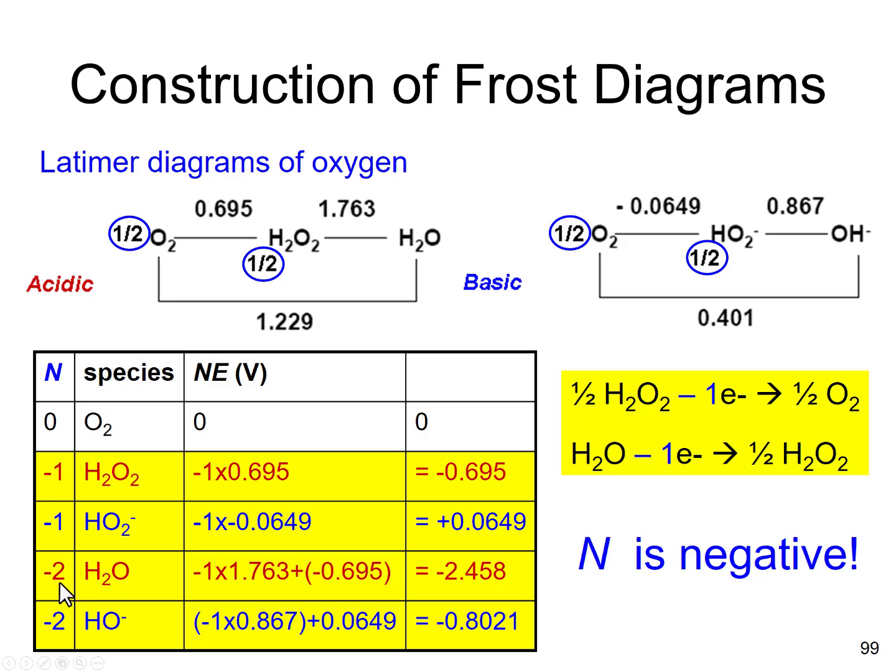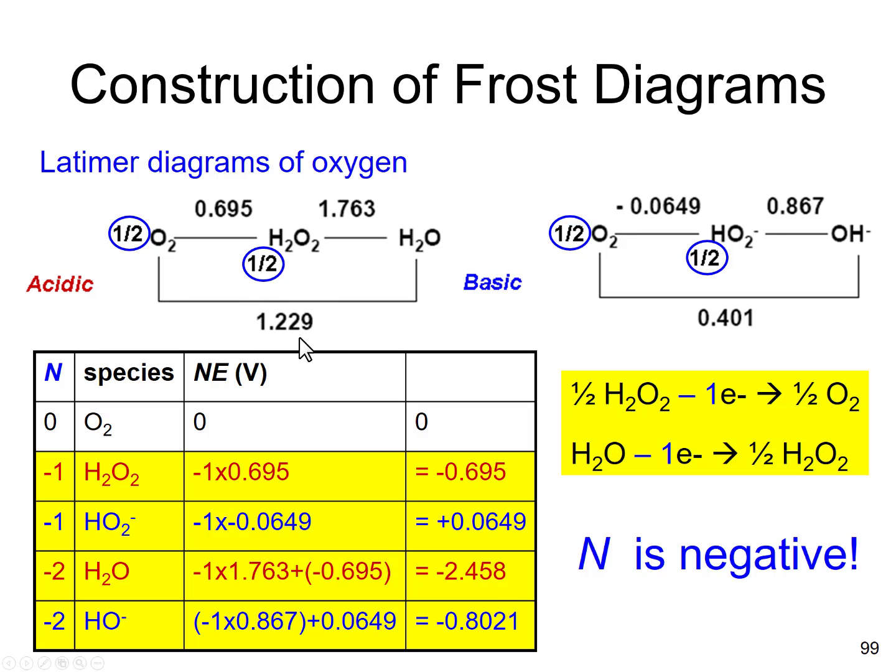For the next species in acidic media, those are highlighted in red, we have the water molecule. The oxidation state of oxygen is now -2. And if you know the redox potential all the way from dioxygen to water, which is in this case 1.229, then you can simply take this value and multiply by -2 to obtain -2.458 as a value.